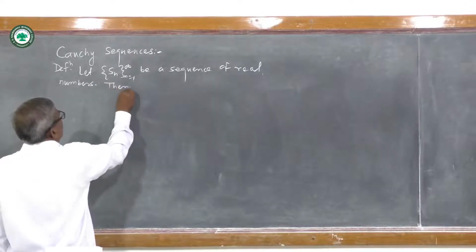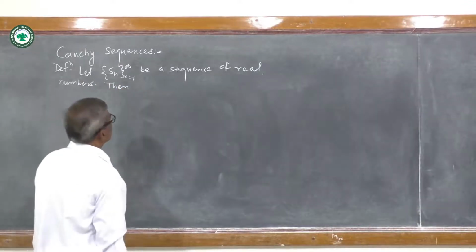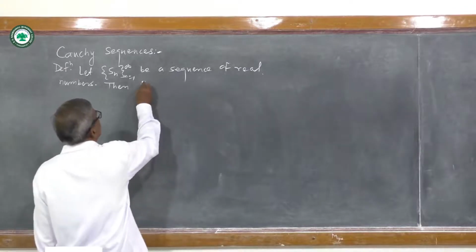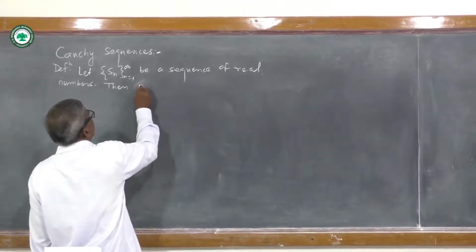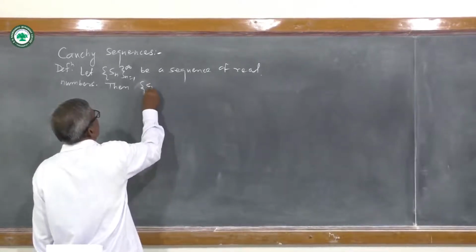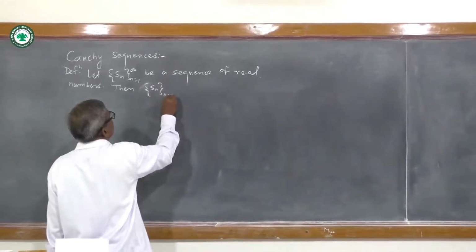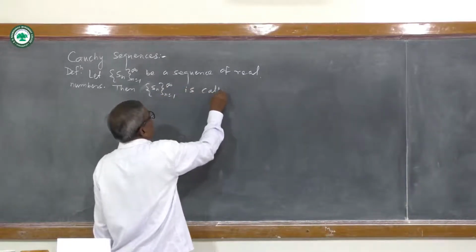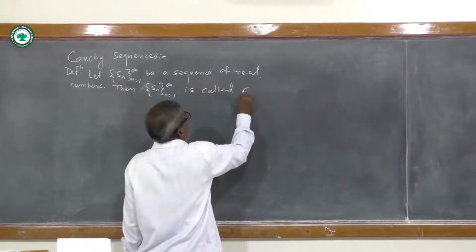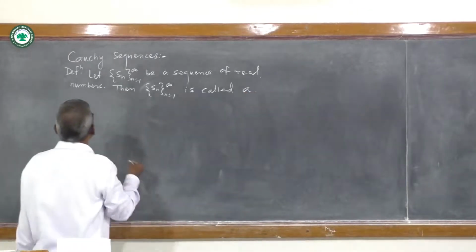Then the sequence S_n, n equal to 1 to infinity. Then the sequence S suffix n, n equal to 1 to infinity is called a Cauchy's sequence.